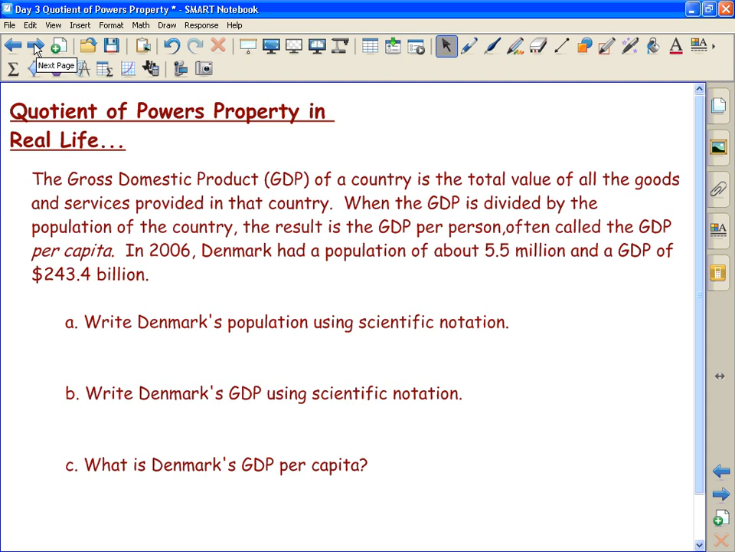So I know that some people have asked me already, Ms. Ring, when are we going to use these properties in real life? They're kind of boring to learn about. There's a lot of them. They're confusing. What's the point?